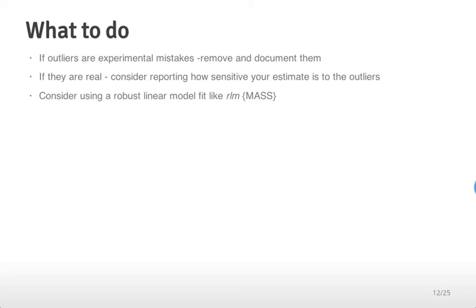So what do you do if you have outliers? If they're experimental mistakes and you know that they're a problem or they were a result of somebody collecting the data wrong, you should remove and document the variables that you removed and why you removed them. If they're real variables, so we talked a bit about outliers and income, say, where if you include Bill Gates in the data set, you'll actually have a huge outlier when that's not necessarily an incorrect reporting of that data.